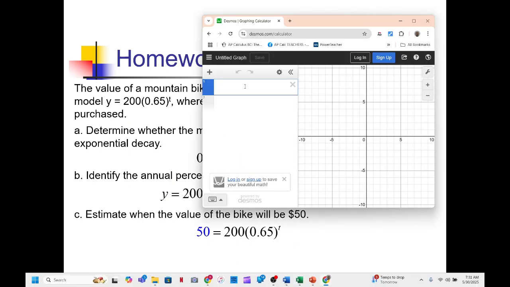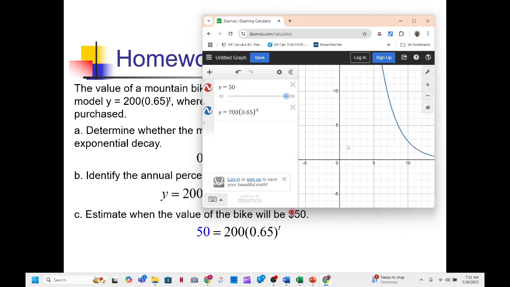So here I am on Desmos, and let me graph both sides of this equation down here. So I'm going to do y equals 50, and I can't see that because that's way up there. I'm going to have to zoom out in a minute. Let me also do y equals 200 times 0.65, all of that raised to the x, because I haven't defined any functions in terms of t on Desmos yet.